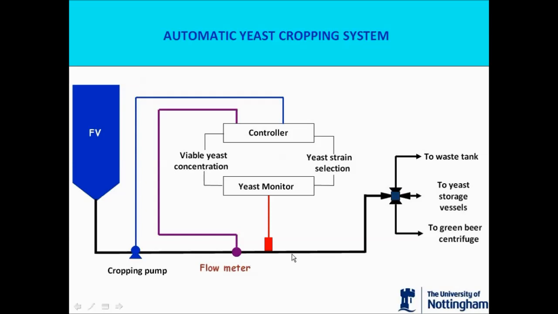And depending on how you set up this system, you can direct the liquid flow in any way that you wish. But for example, you could send a fraction off to a waste tank, you can save a fraction in a yeast storage vessel, and when you hit the beer yeast interface, then clearly you can direct the process flow, for example as shown here, to a green beer centrifuge. So you can use it to control taking off the yeast crop.